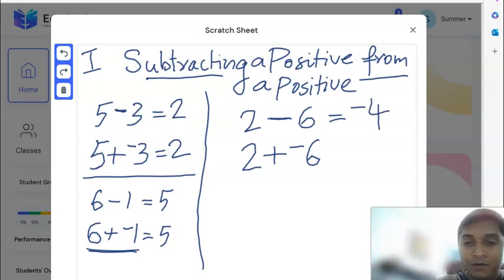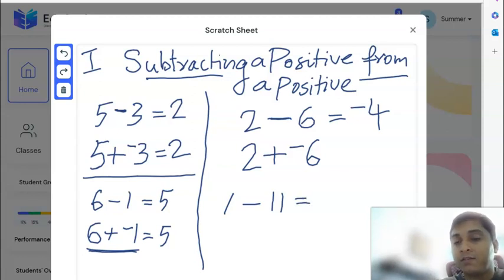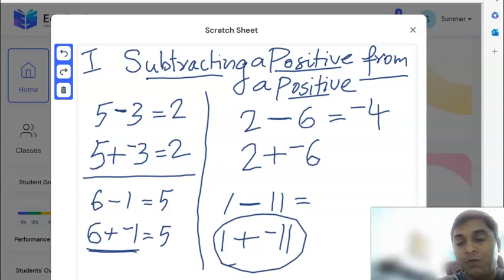Okay, another number, 1 minus 11. You subtract a positive number from a positive number, so 11 from 1. So what is the answer to that question? It's very simple. Keep the first number, change the math operation into addition, and this 11 was positive, so make it negative 11. Now based on adding integer rules, we know the evaluation of that expression will give you negative 10 as the answer.